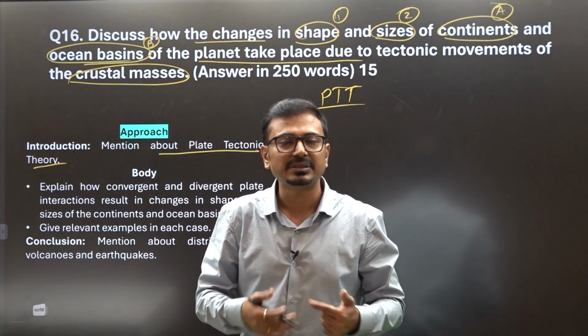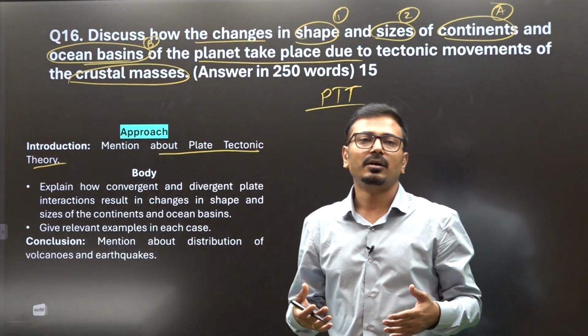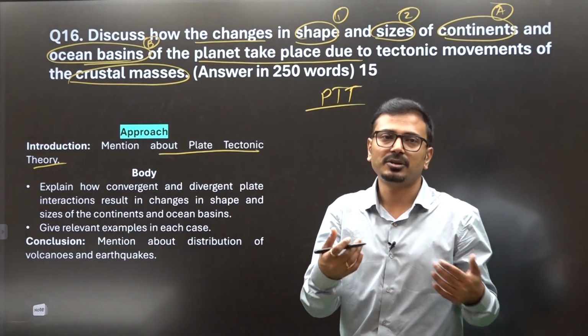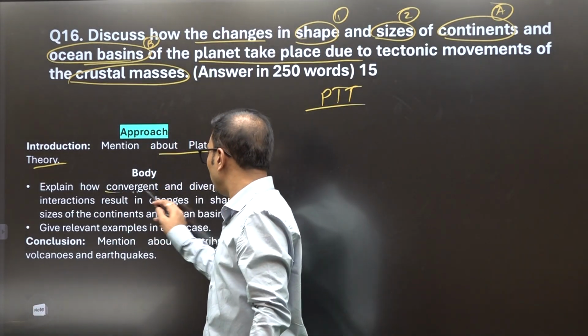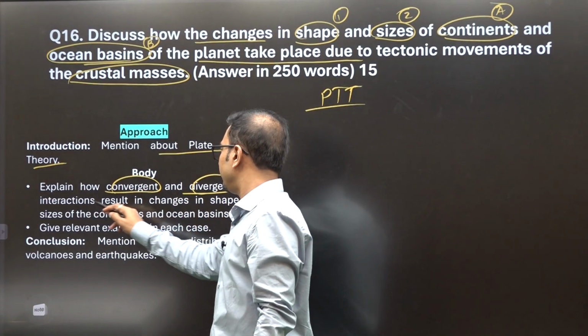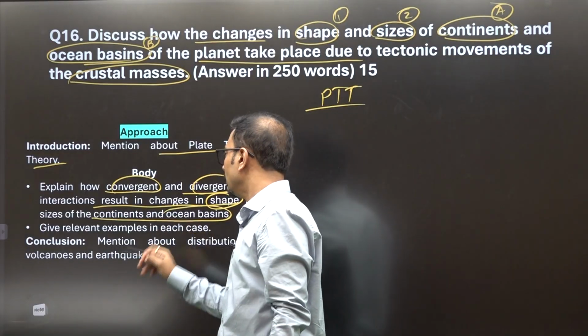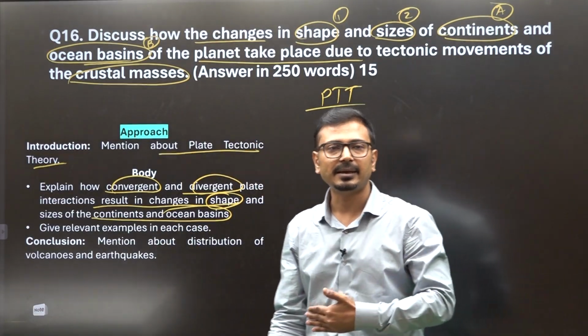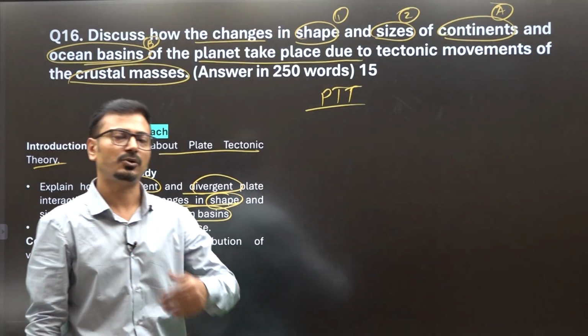They are continuously interacting with each other due to underlying magmatic currents, convectional magmatic currents, we can say that. Simple introduction. Explain how convergent and divergent plate interaction result in changes in shape and sizes of continental ocean basins. So there are three types of plate margins or interactions: convergent, divergent and transform.